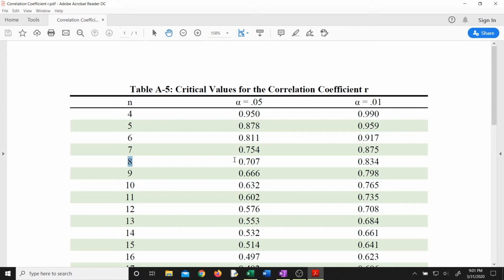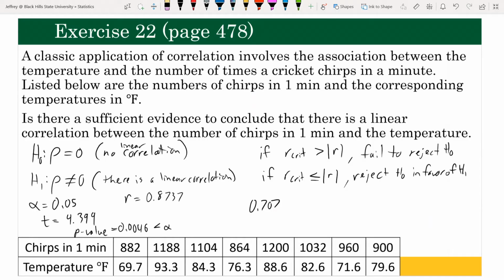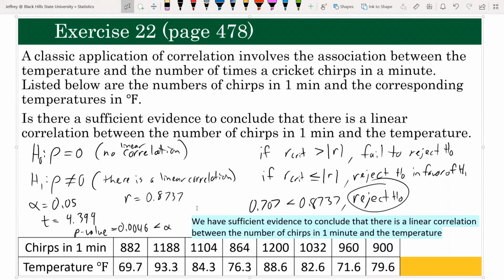Even though our degrees of freedom was 6, we only care about the fact that it's n equals 8. And since I said that alpha was 0.05, our critical value is 0.707. And in this case, it is actually less than 0.8737. So we would reject the null hypothesis in favor of the alternative. Of course, we already got that conclusion from our p-value, but this just confirms that we know how to do the critical value approach. We have sufficient evidence to conclude that there is a linear correlation between the number of chirps in 1 minute and the temperature.